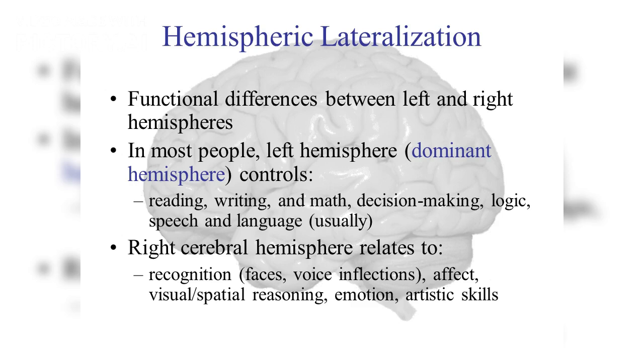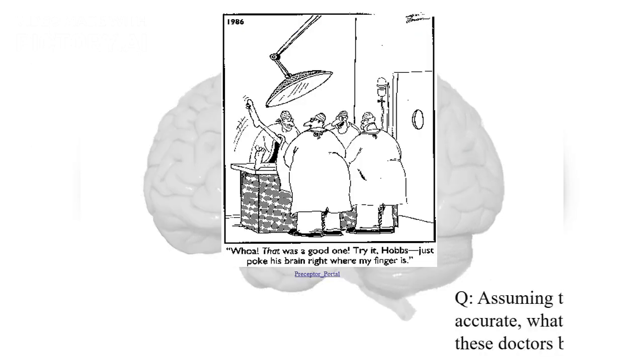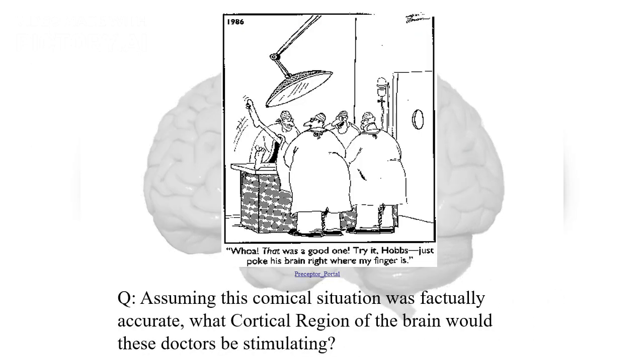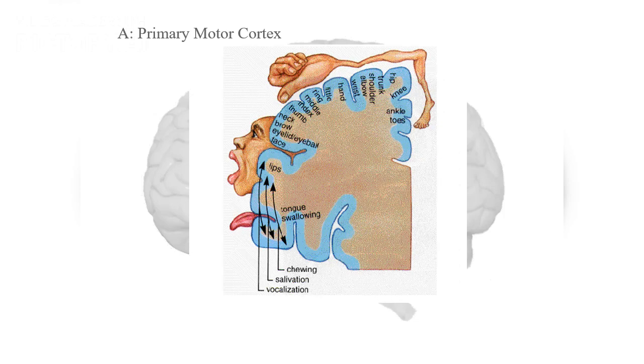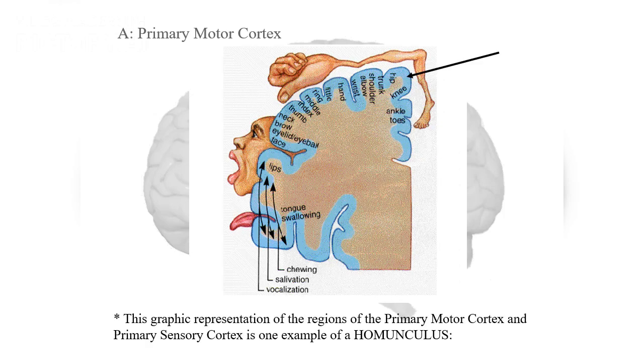Functional differences exist between the left and right hemispheres. The left hemisphere typically handles reading, writing, math, and logic, while the right hemisphere is involved in recognition, spatial reasoning, and artistic skills. In a humorous scenario, doctors might stimulate the primary motor cortex, which controls voluntary movements, to elicit a response. This graphic shows the primary motor cortex and primary sensory cortex, illustrating their roles in controlling and sensing different body parts.